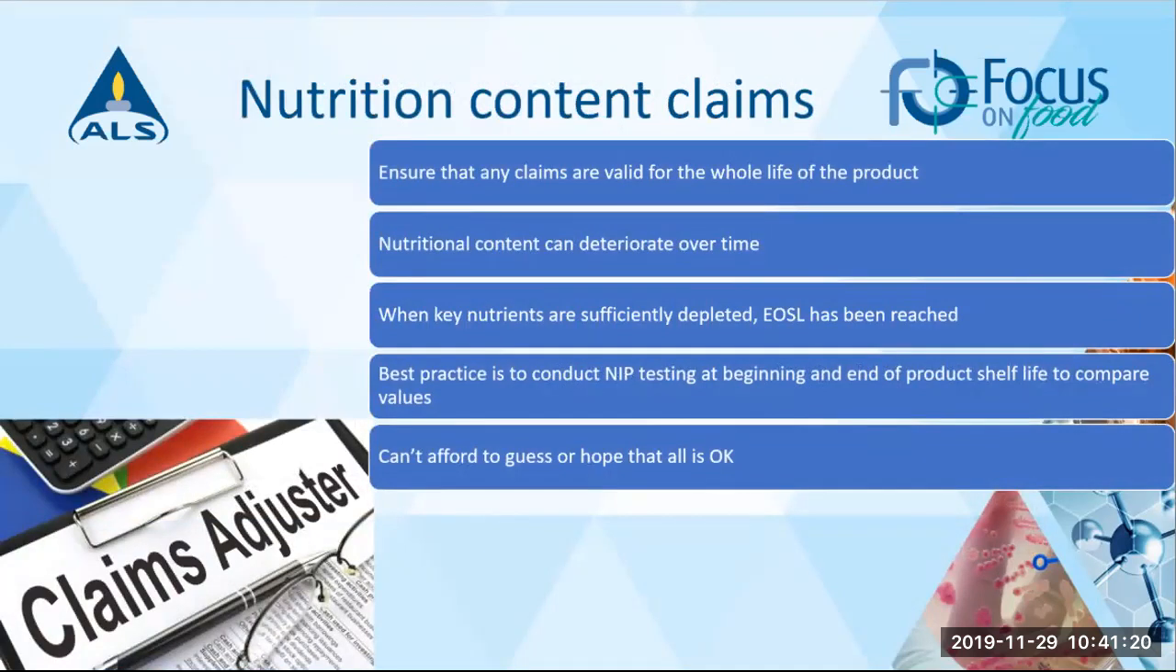So finally, just a quick word about nutrition content claims and shelf life. If you're making any claims for your product, such as high in vitamin C, you need to verify that these claims are accurate at the end of shelf life as well, not just at the beginning. So nutrients degrade in products, and the rate of degradation is not necessarily linear. So due diligence and good practice dictate validating all claims that you make on your products for the end of shelf life, as well as at the start.